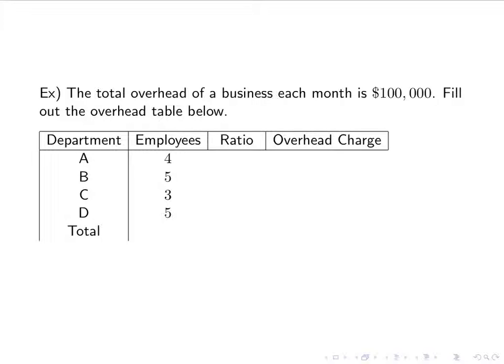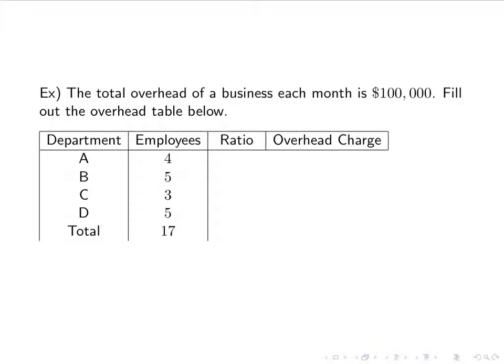So this time I am doing it by employees, and it's a different business. There are 4 departments, A, B, C, and D. It's a fairly small business, if you can see. So I'm going to have employees. The first thing I need to do is find the total number of employees. So I'm going to add these up, and I get 17. 17 is not a very nice denominator, so we're going to see that come up in our overhead charges. We're going to have change, and we're going to need to round a little bit.